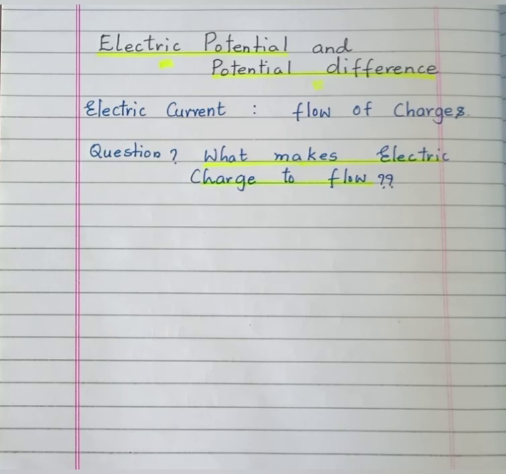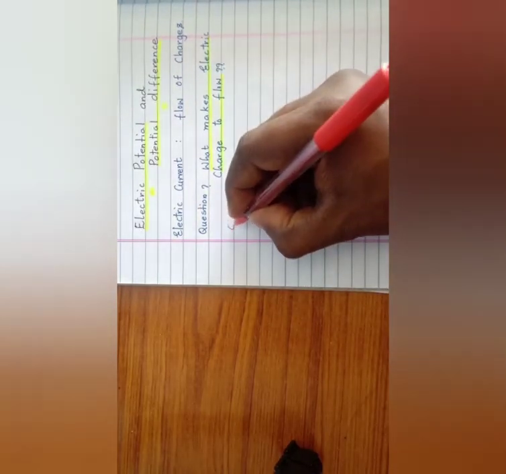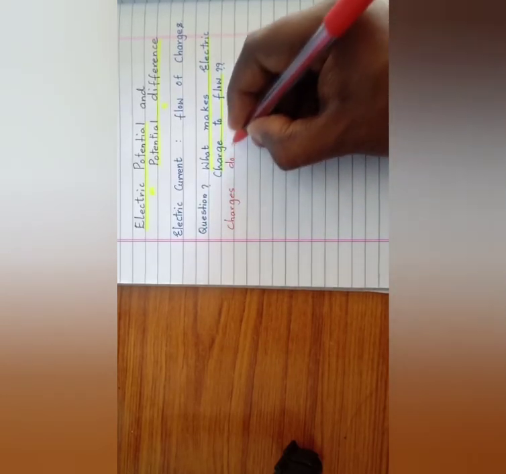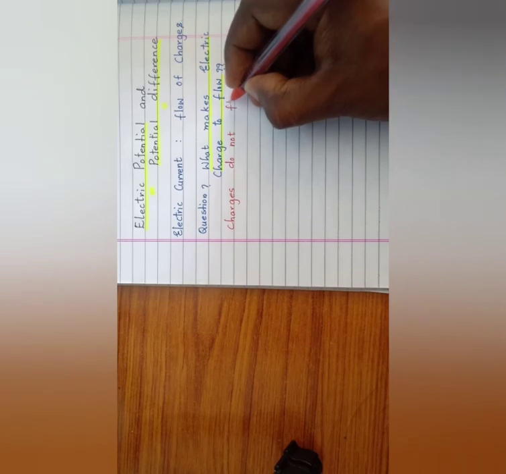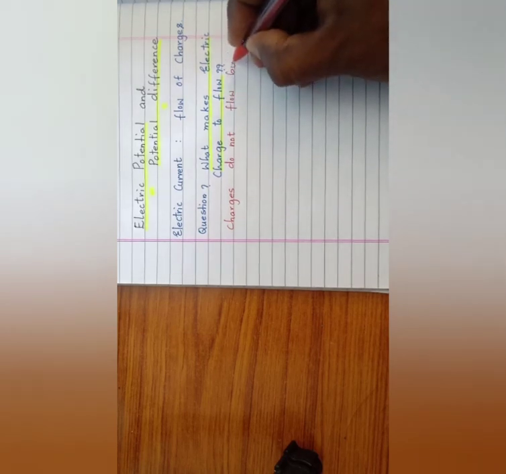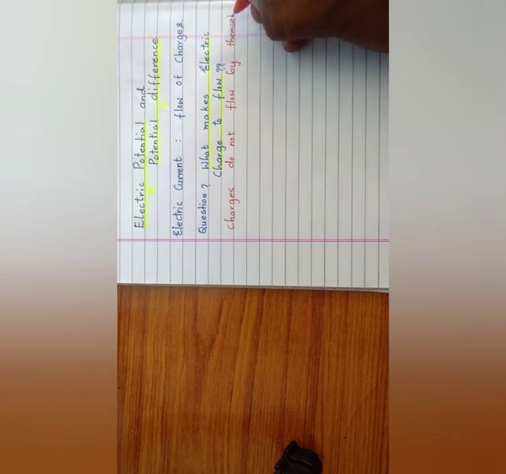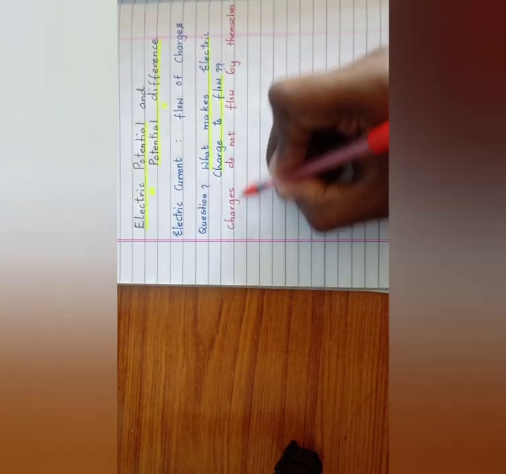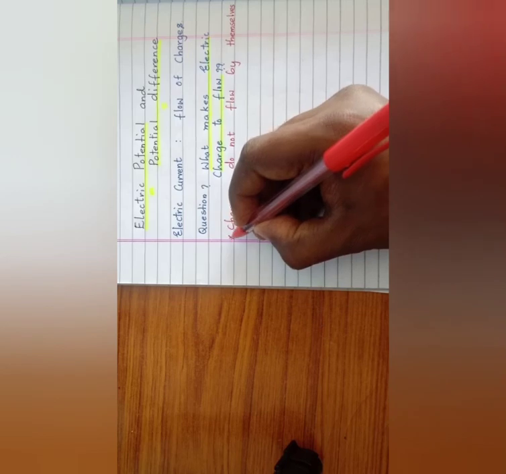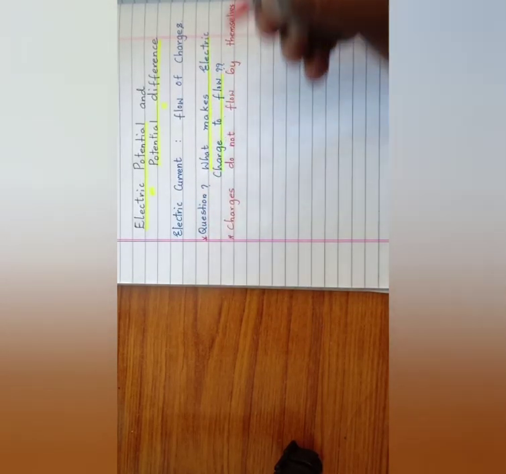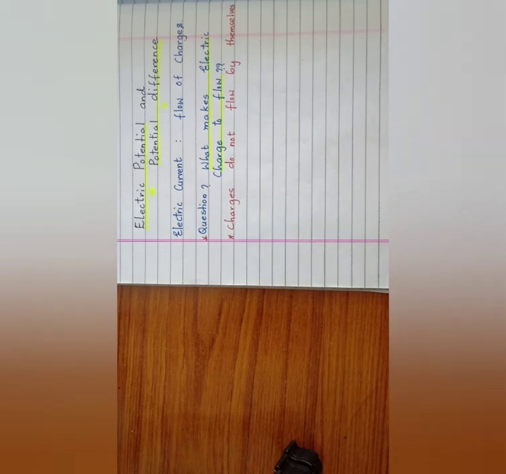Will the charges flow by themselves? Definitely, the charges do not flow by themselves. Then, what makes electric charges flow? Consider an analogy. Consider water in a perfectly horizontal tube. Will the water flow out of the horizontal tube? Definitely no.